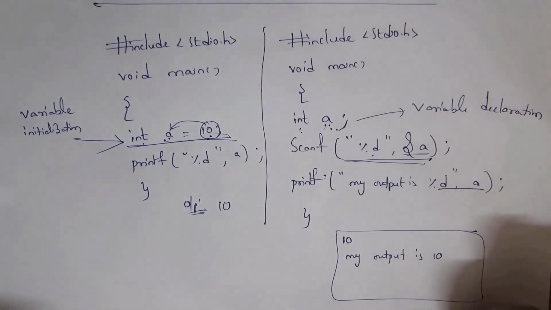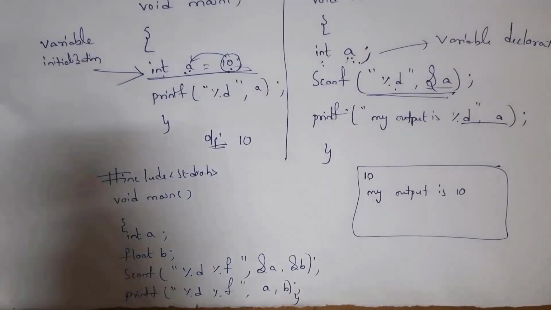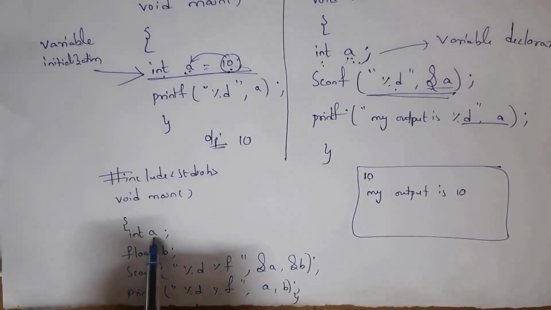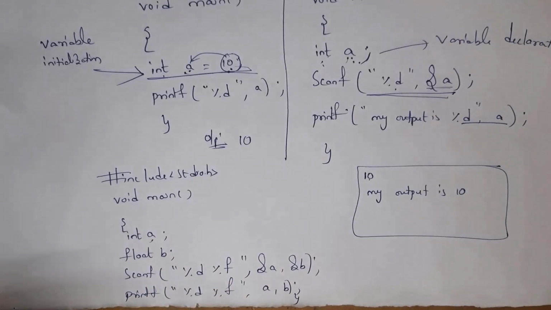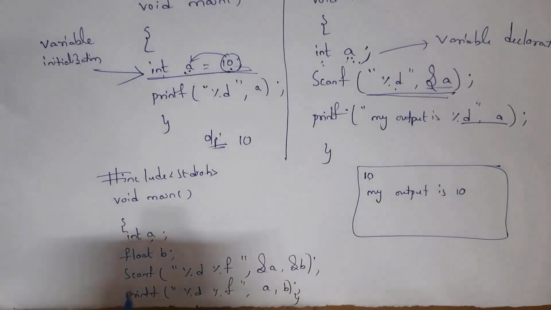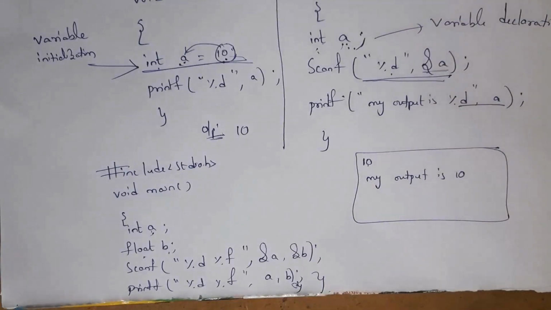I will give another example. Guys, this is another program. Here I took int a because I want to store one integer value. So I took here int a. And similarly, I want to store one float value. So I took here float b. I want to assign value to this variable a and variable b after executing a program.